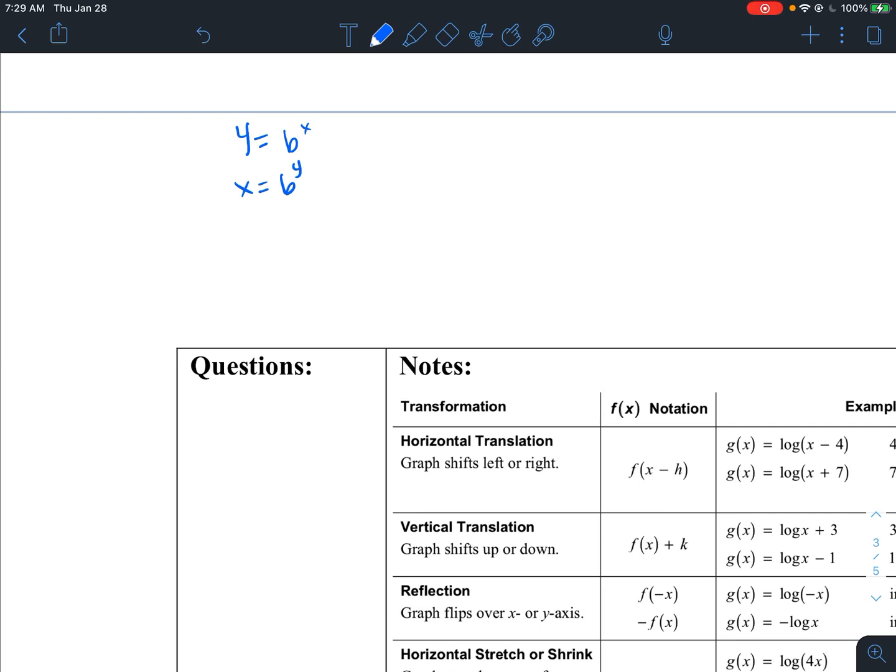Now, solving for y is kind of weird here, but I know that I can change exponential equations into logarithmic equations, into log form. So hopefully you guys still remember how to do that. To do that, I have log, and b is always the base, so the log of my base is b.